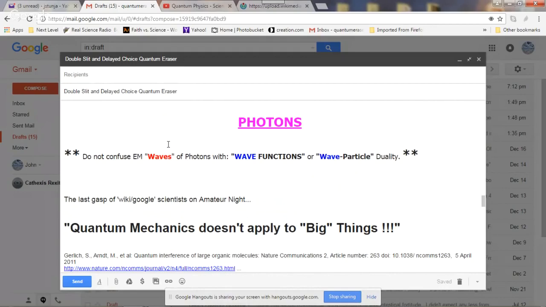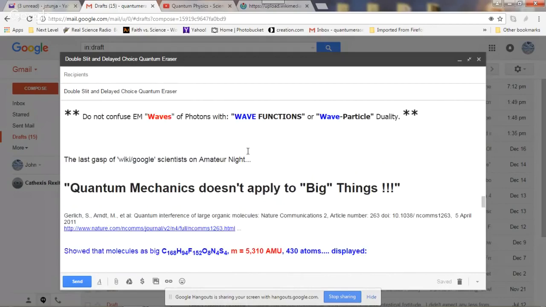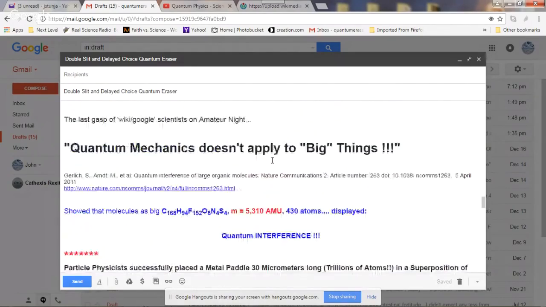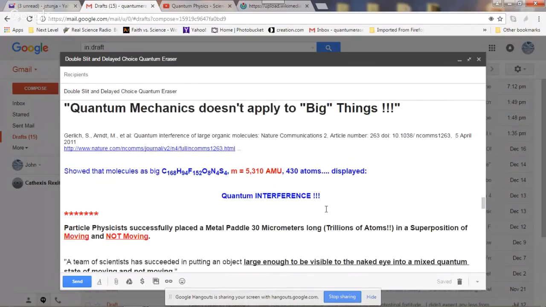So, the last gasp of the Wiki Google scientists on amateur night. You'll hear this constantly everywhere you go. Well, quantum mechanics doesn't apply to big things. Really? Well, quantum interference of large organic molecules in Nature Communications showed that this molecule, as big as 5,300 atomic mass units, that's 430 atoms, displayed interference.